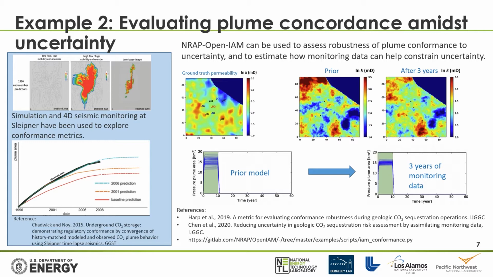Motivated by that, the NRAP team has developed approaches to evaluate the acceptability of uncertainty in plume response and to constrain that uncertainty over time. This type of analysis can build confidence that performance at the storage site will conform to expected and accepted behavior. The NRAP OpenIAM tool provides capabilities which allow assessing robustness of plume conformance to uncertainty and estimating how monitoring data can help constrain uncertainty.